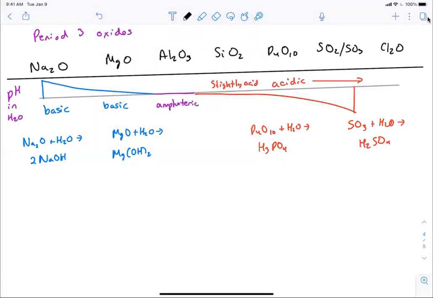So you don't need to know the reactions of Al2O3 and SiO2. But Al2O3 can either act as an acid or a base depending on what it's in, and SiO2 can actually react as slightly an acid in non-aqueous solutions.